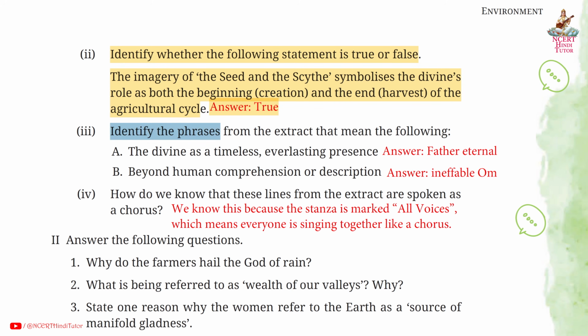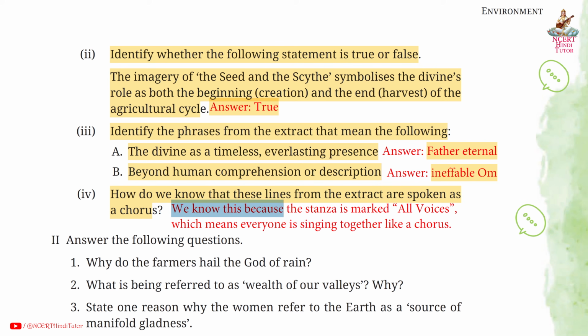Third, identify the phrases from the extract that mean the following. A. The divine has a timeless, everlasting presence. Answer. Father eternal. B. Beyond human comprehension or description. Answer. Ineffable Om. Fourth, how do we know that these lines from the extract are spoken as a chorus? Answer. We know this because the stanza is marked all voices, which means everyone is singing together like a chorus.